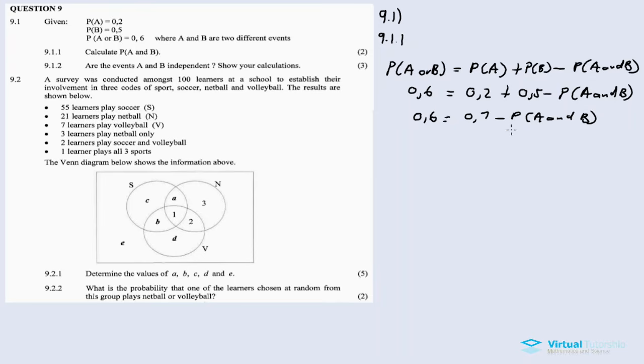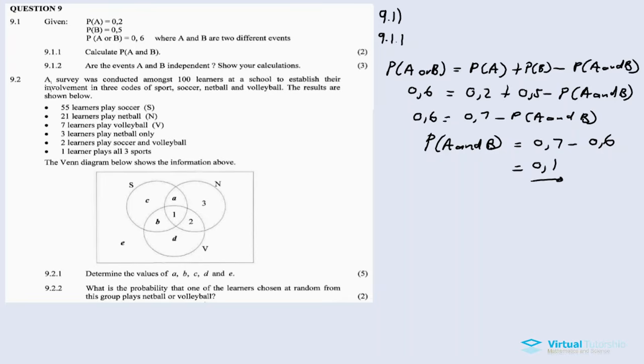So transpose this unknown to the right hand side, it becomes a positive value. A and B was negative probability of A and B. Now I transpose to positive probability of A and B equal to 0.7 minus 0.6. So our answer is 0.1. Now I write the answer here, right?